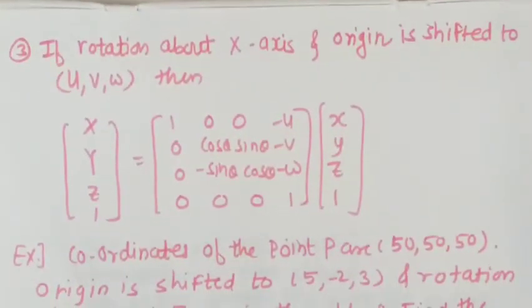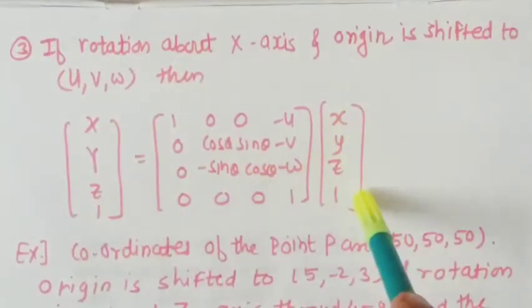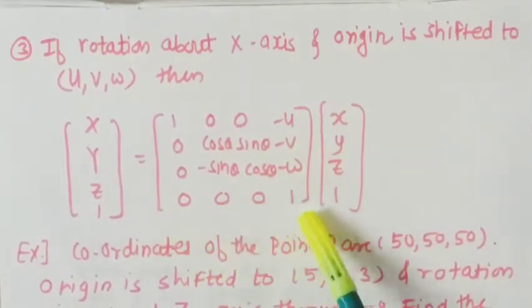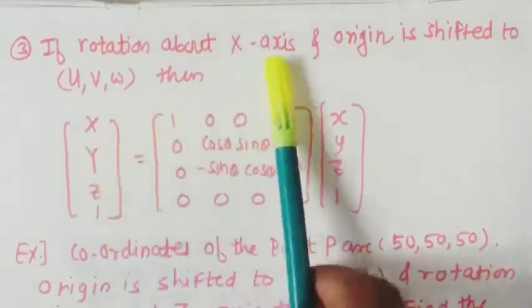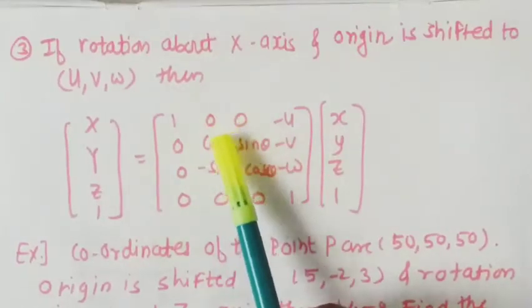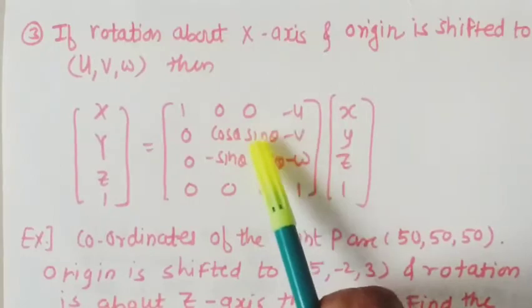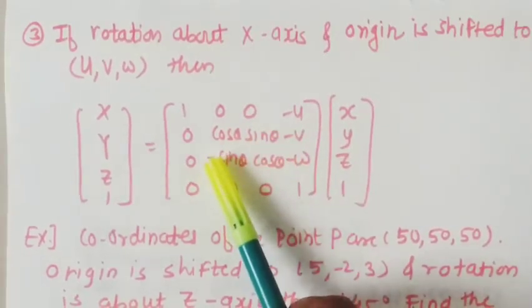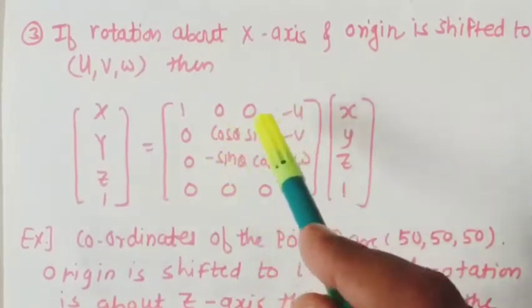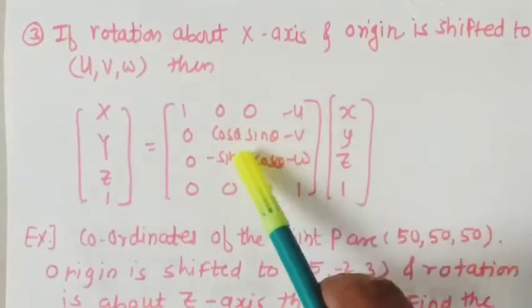If rotation is about the x-axis and the origin is shifted to UVW, then small x, y, z, 1 as it is, then minus u, minus v, minus w, 1 as it is, 0 0 0 1 as it is. Now as the rotation is about the x-axis, the first row and first column will be 1 0 0, 1 0 0, and the remaining entries will be cos, sin, cos, and the minus is again here. So the minus sign here is in the case of cos. This minus sign is only for the sin theta, either here or here.